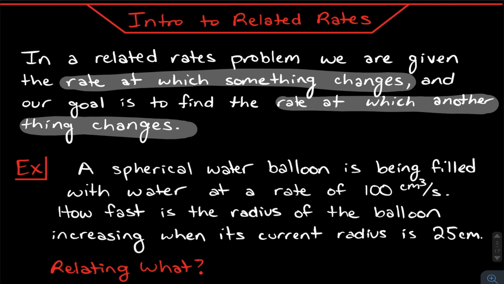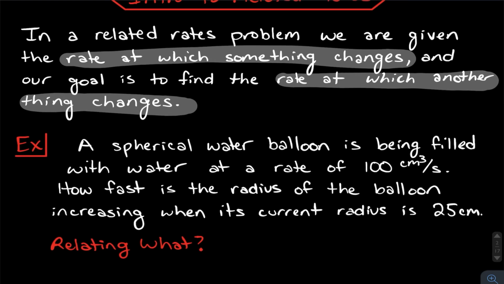Okay, here's an example, and I just want you to tell me here, what are the two rates that we're going to be relating? So here we have a spherical water balloon being filled with water at a rate of 100 centimeters cubed per second. How fast is the radius of the balloon increasing when its current radius is 25 centimeters? Or maybe that wording is a little weird, so I'll say when its radius is 25 centimeters, how fast is the radius of the balloon increasing? And there should be a question mark here.